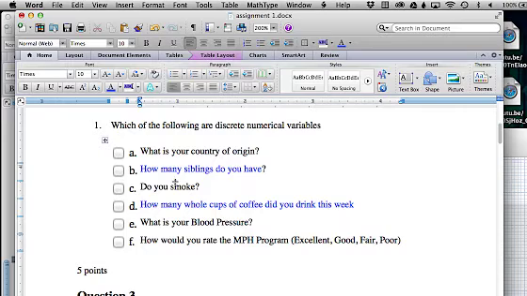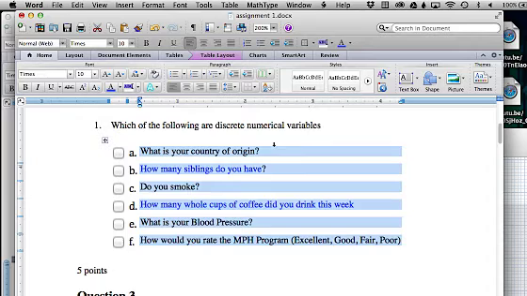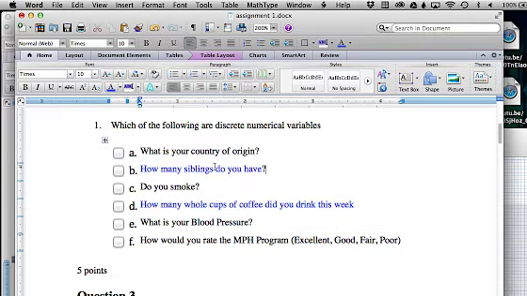Country of origin, clearly there's not a number. How many siblings do you have? Well, that's a number, so that's a numerical variable. The question is, is it a discrete numerical variable? In statistics, we refer to discrete numerical variables as variables that have values that are integers. So the number of siblings you have is clearly an integer. You're not going to have 3.2 sisters or brothers. Maybe on average, a certain population might have 2.2 children per couple or something like that. That would be a numerical variable, right? But if we're asking you specifically, you're going to have a whole number or an integer. So that's a discrete numerical variable.